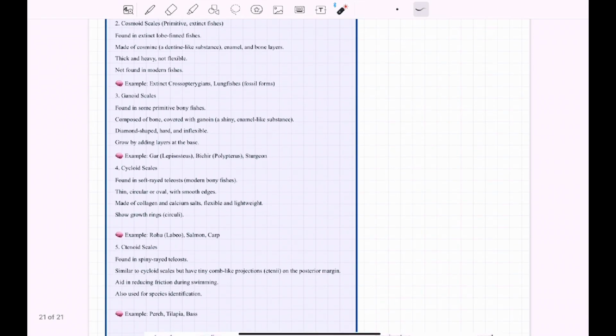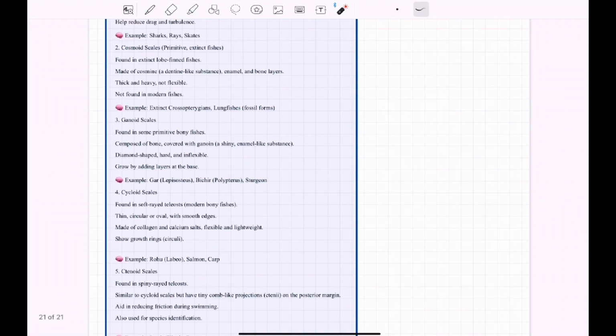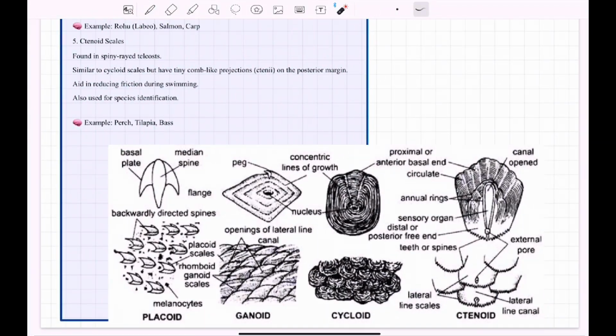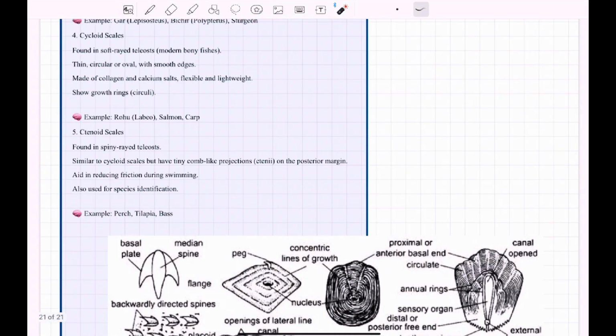Next, you will see that fishes have different types of scales. This scale, if you see here, is the placoid scale. It has a median spine, and these are the flanges of these placoid scales. This is a ganoid scale. There will be a nucleus in between, and around this there will be concentric lines of growth. These are cycloid scales. In cycloid, they will be circular in shape, and this is the ctenoid. In ctenoid, there will be a canal opened, and then there will be these lines of growth like this, and they have teeth at one end. This is called a ctenoid.